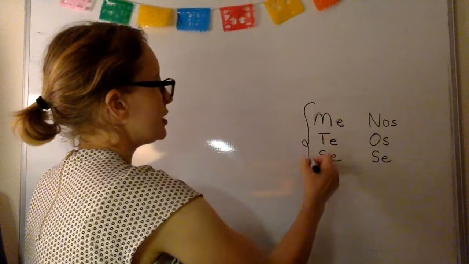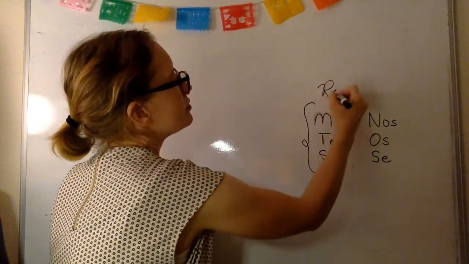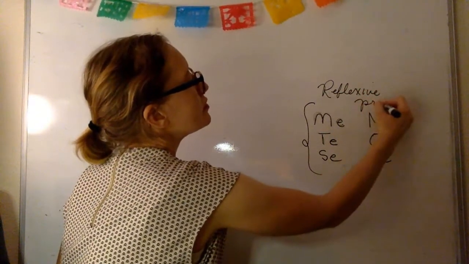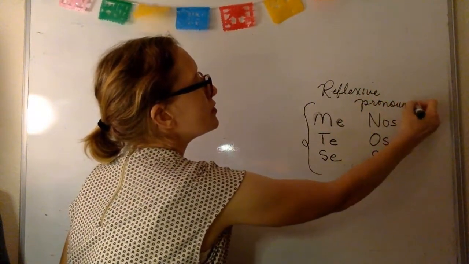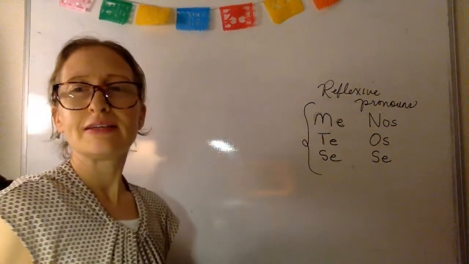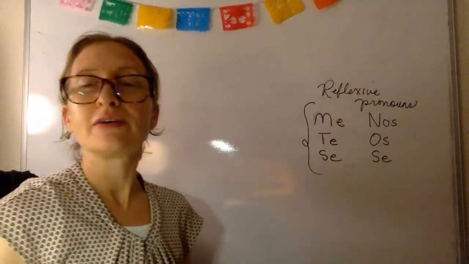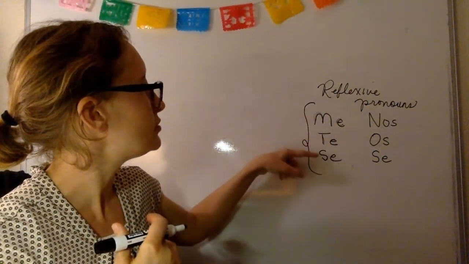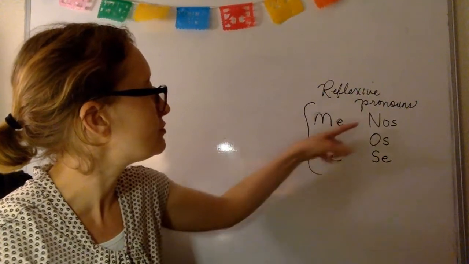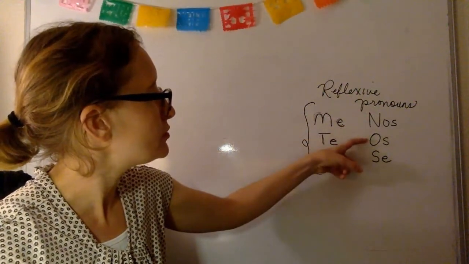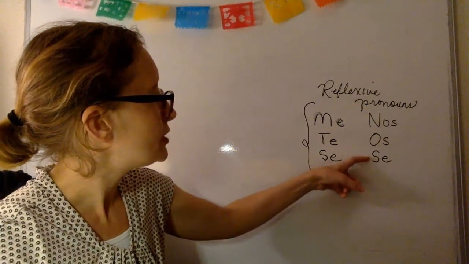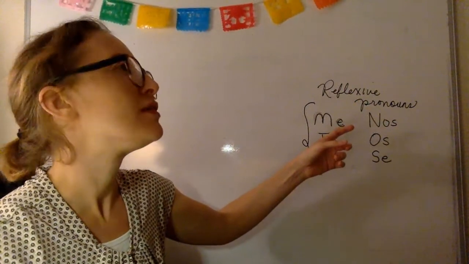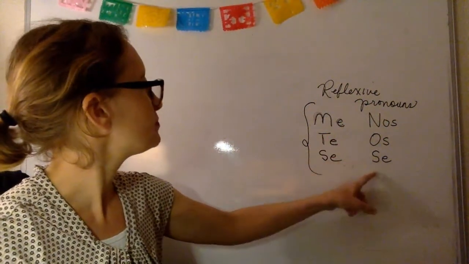These are known as reflexive pronouns. And these let the listener know that the action is done to myself, to yourself, to herself, to himself, to yourself, to ourselves, to yourself, to themselves, and to yourselves.